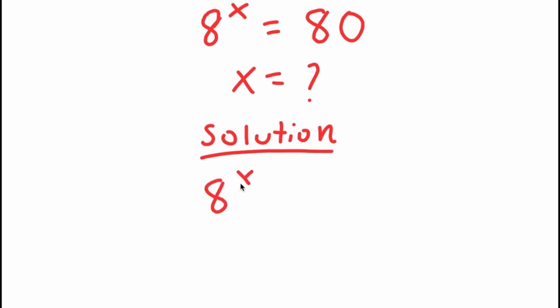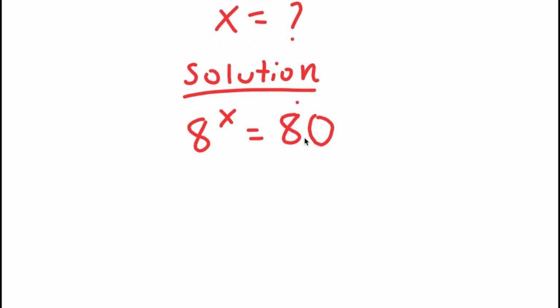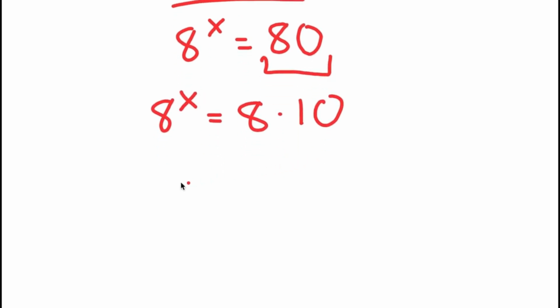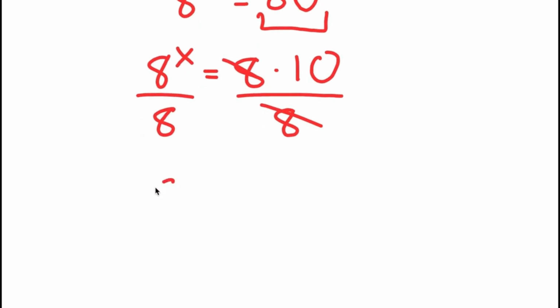I'm going to rewrite my equation here: 8 to the power of x is equal to 80. My first step to solving this problem is rewriting 80 as 8 times 10. So now I get 8 to the power of x is equal to 8 times 10. Now I can go ahead and divide both sides by 8. Then these two cancel out, and I get 8 to the power of x over 8 is equal to, all that's left here is 10.